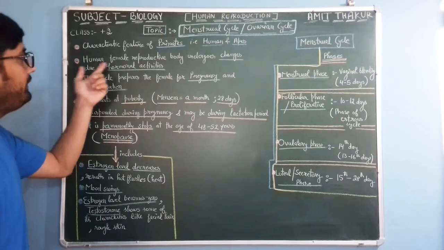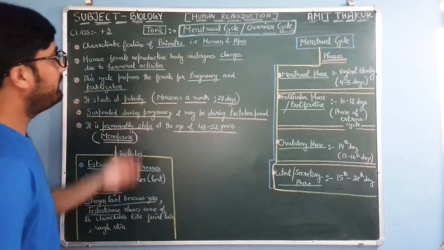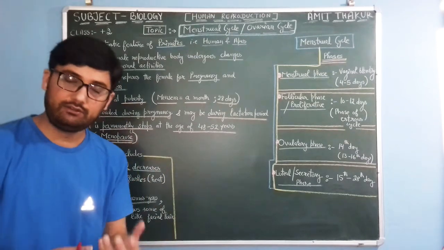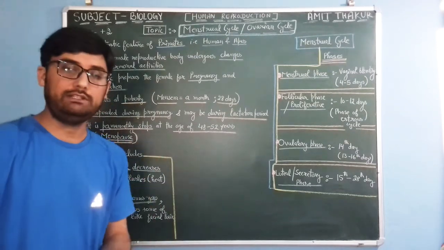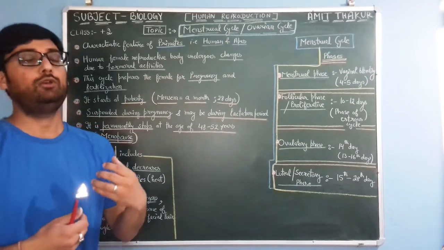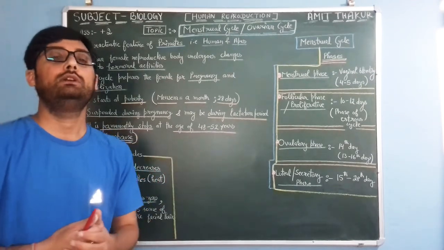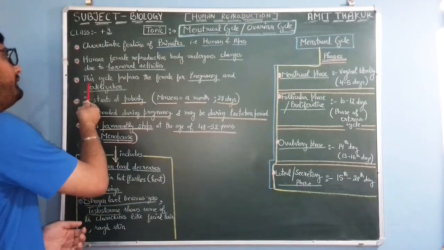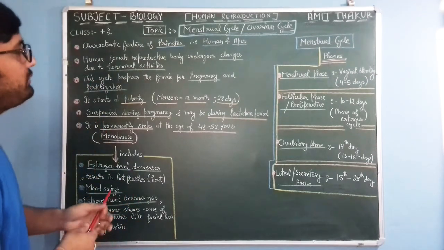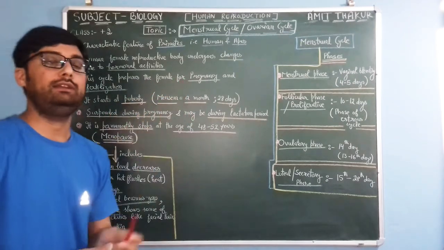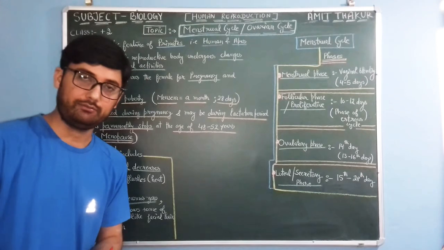In the human female reproductive body, various physiological changes take place because of reproductive hormonal secretions. This cycle actually prepares the female for pregnancy and fertilization.